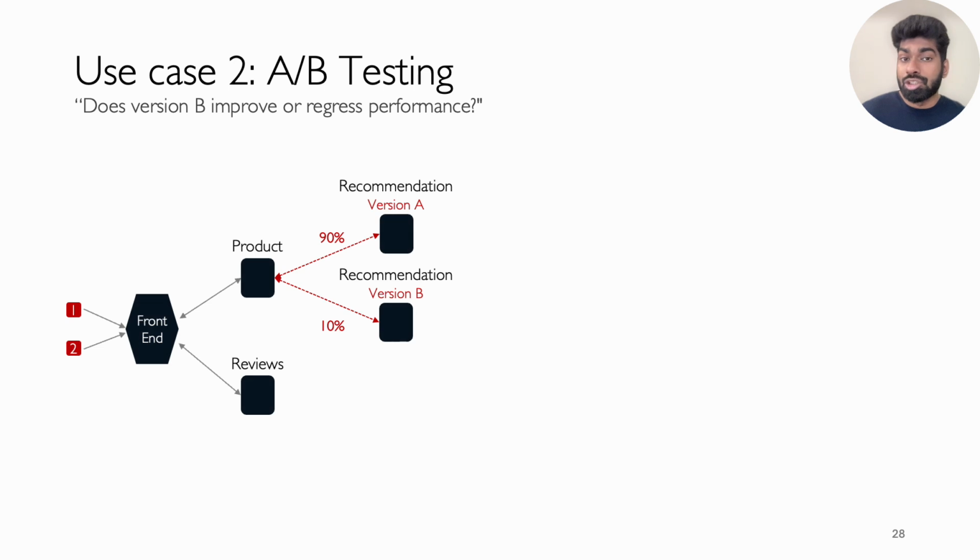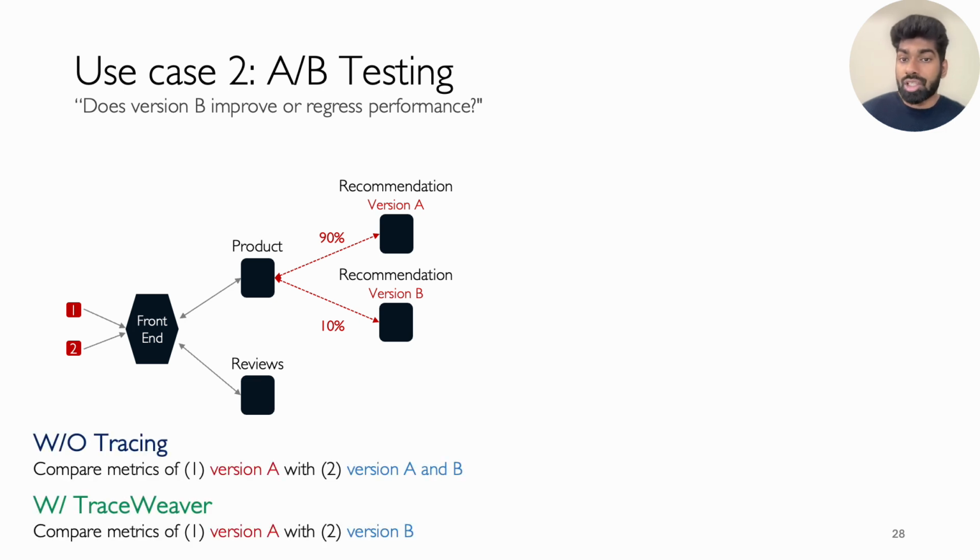Another use case is A/B testing, which evaluates if version B of a service improves or regresses performance. This test is usually done by sending a fraction of traffic to version B, as in the figure, and analyzing the metrics. Now in a system without tracing, it's unclear whether request 1 in the figure hit version A or B, making accurate comparisons difficult. So without tracing, all you can do is compare metrics of requests when they were just being sent to A with the metrics collected when requests were being sent to both A and B. With TraceWeaver, you can more precisely trace requests, so you can more directly compare both versions.